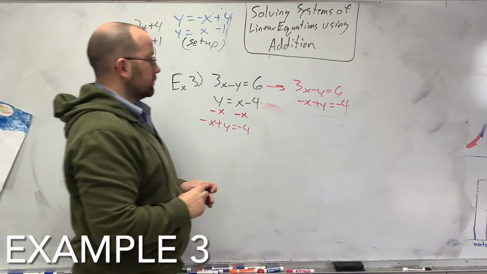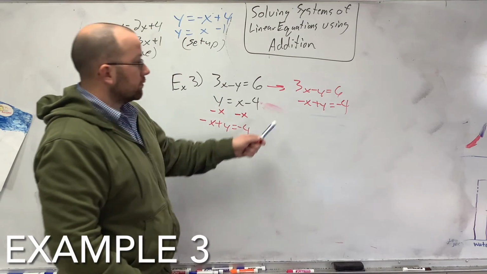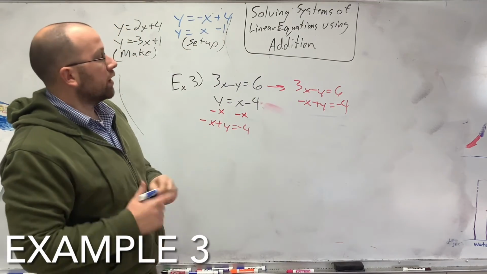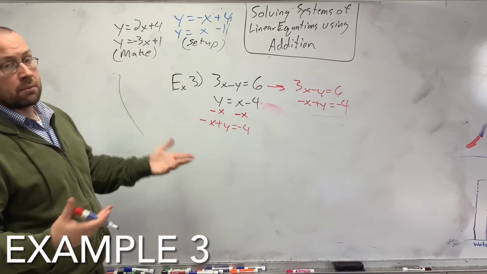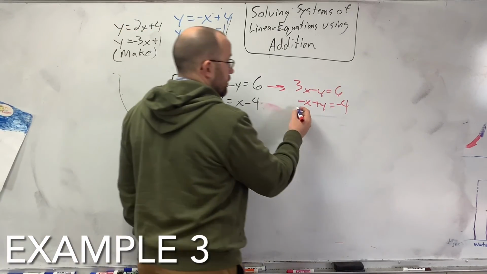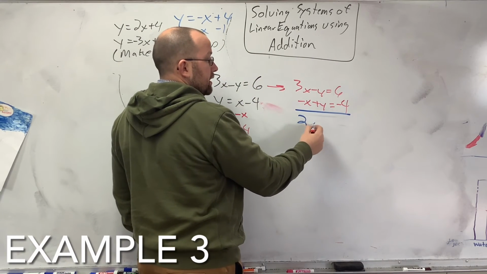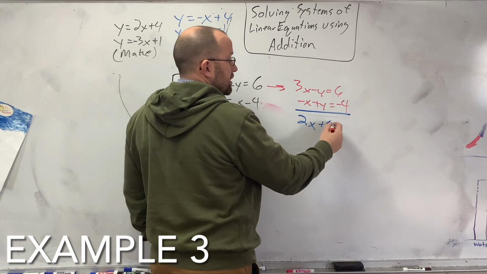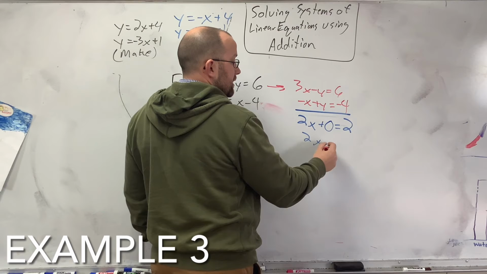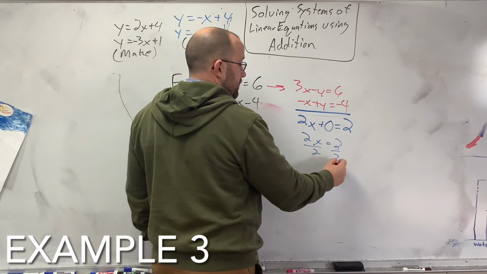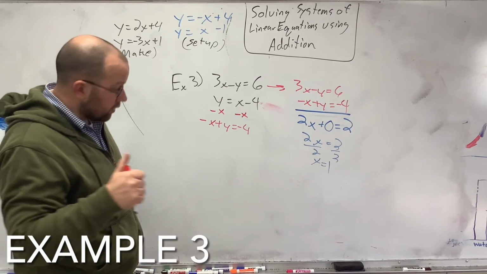All right. So now, do I have inverses? Yes, I do. So we're already set up for it. So now we can just add them. We don't have to make any of them an inverse. So draw the line underneath. 3x minus x gives me 2x. This gives me 0. And 6 minus 4 gives me 2. So 2x equals 2. Divide by 2, x equals 1. Let me make sure. Good.